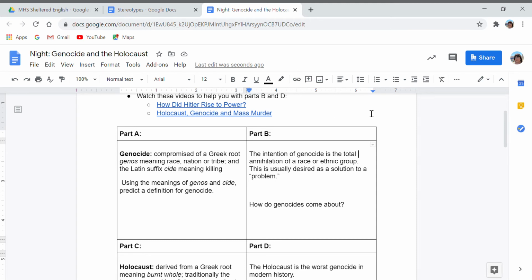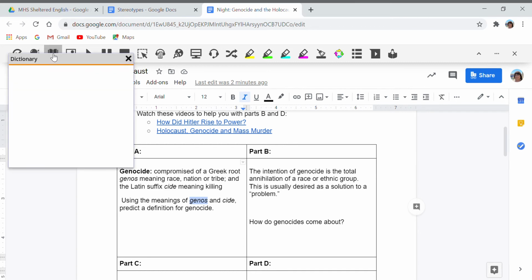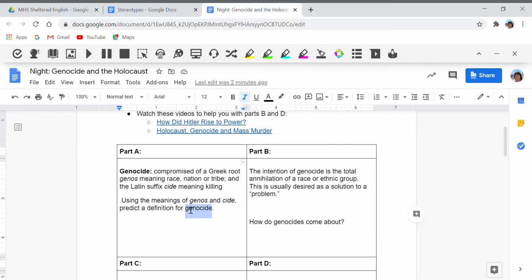Again, if you're going to be using Read&Write, right here, make sure that Chrome bar is up, and then you can always look up the definitions for these under dictionary, or even for the same word for genocide.